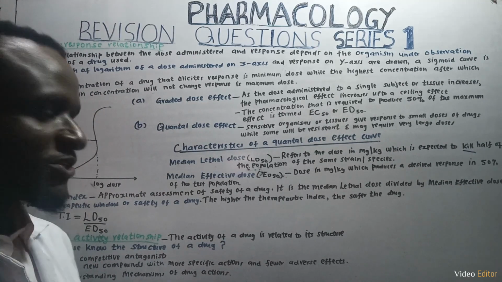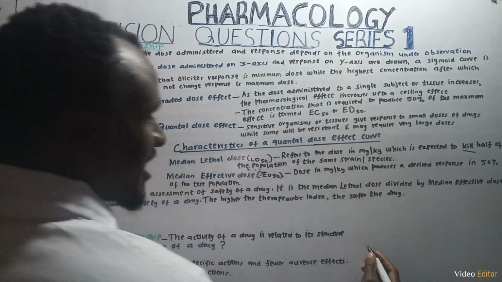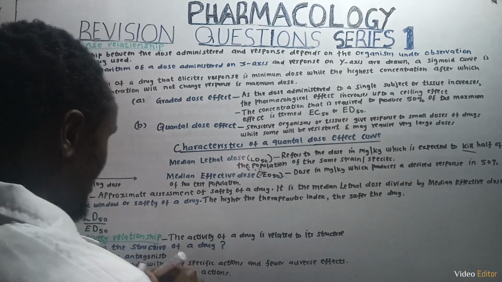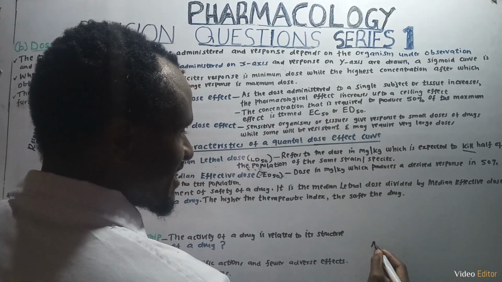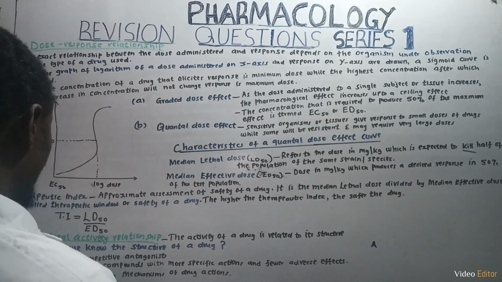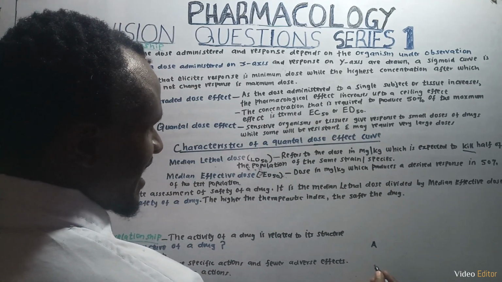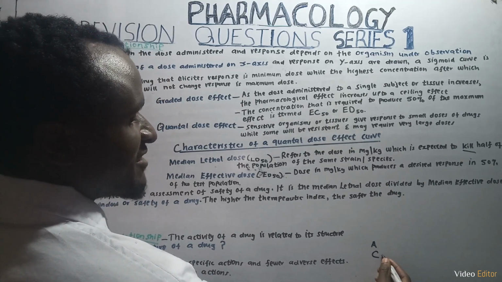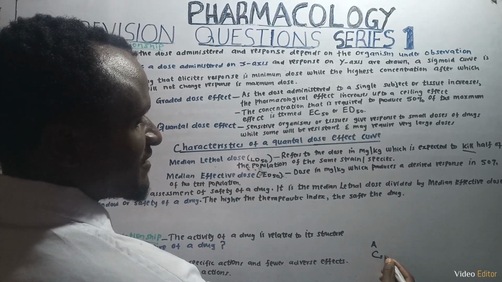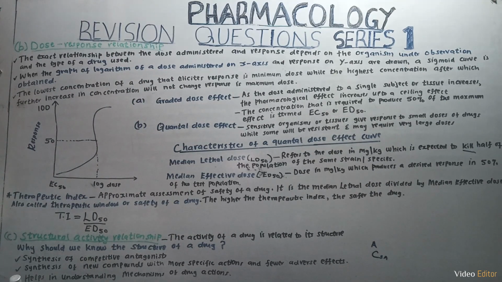So in summary, structural activity relationship helps us to come up with competitive antagonists. Number two, it helps in the synthesis of new compounds with more specific actions and fewer adverse effects. Another importance of structural activity relationship is that it helps us in understanding the mechanism of a drug.